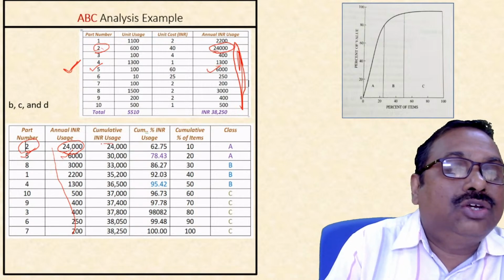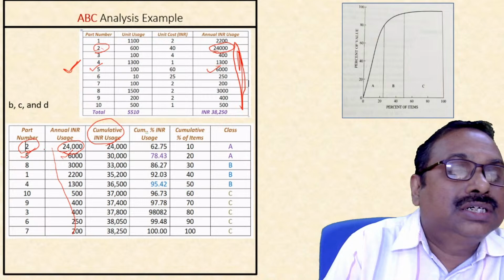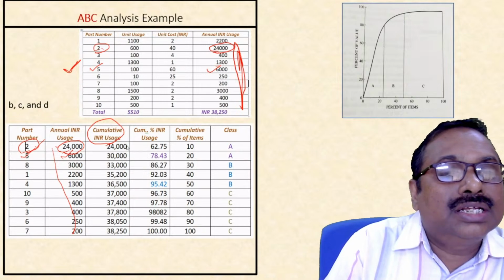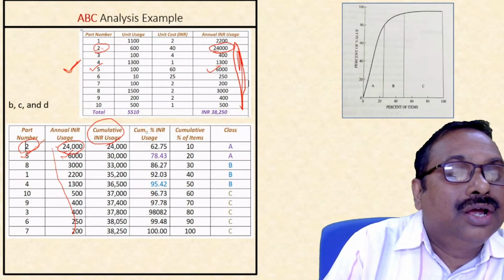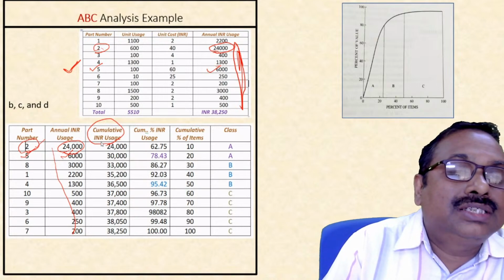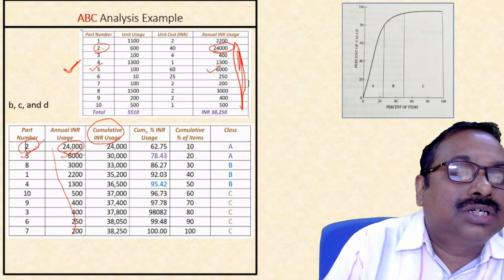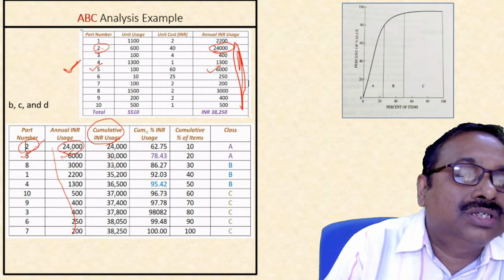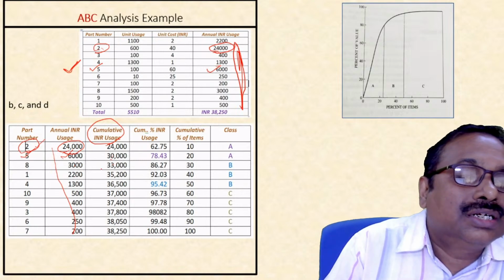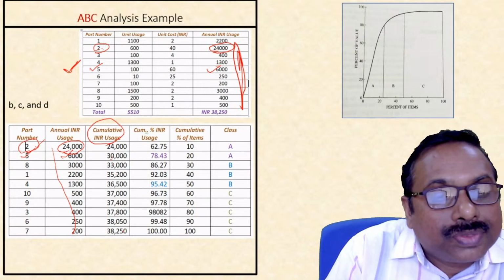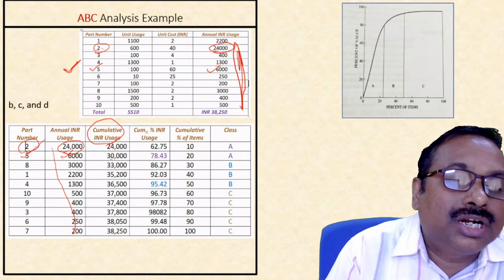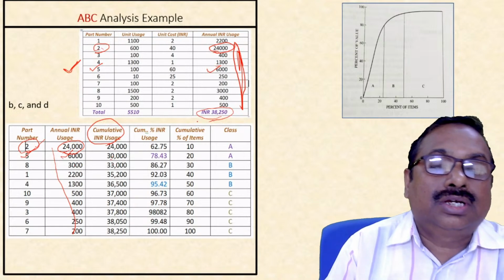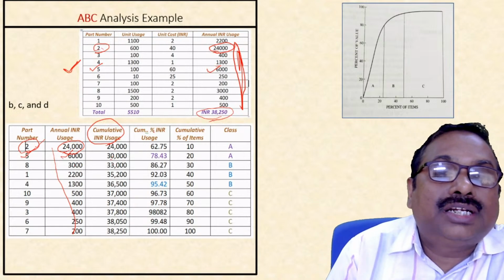Now we take the cumulative rupees. First, part number 2, annual usage is 24,000, so the total is 24,000. Next, 6,000, so cumulative is 24,000 plus 6,000, which comes to 30,000. Next, 30,000 plus 3,000 is 33,000. 33,000 plus 2,200 is 35,200. The last value comes to 38,250, which is the same as this total, 38,250.